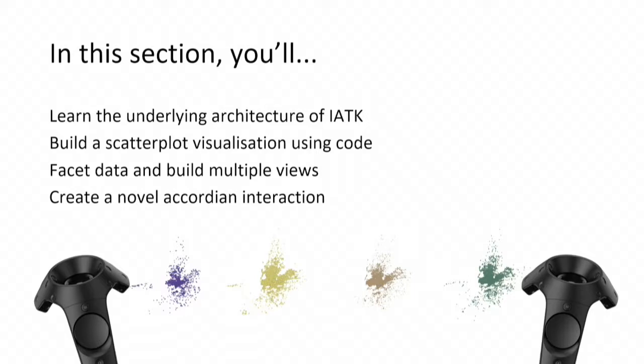So in this section, we're going to be learning the underlying architecture of IATK. We're going to see how you can programmatically build a scatter plot using a very nice and simple API. We're going to look at just one way we could facet the data and build multiple views, and then we're going to use that faceted data to do a novel accordion interaction.